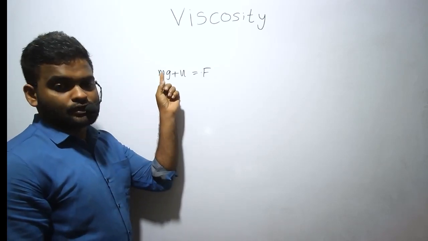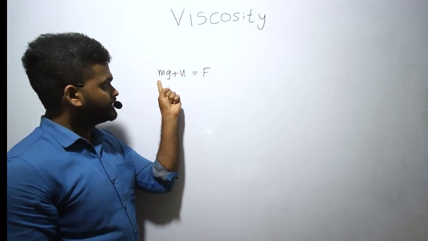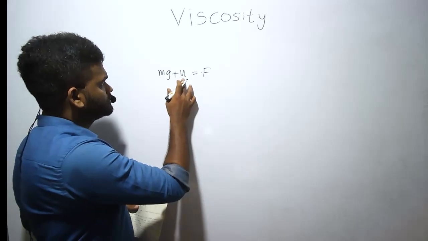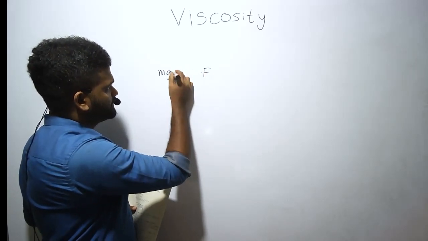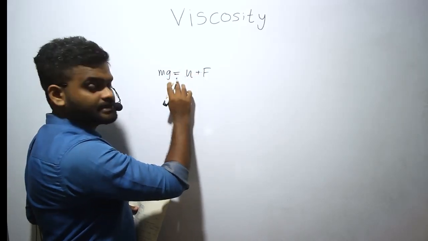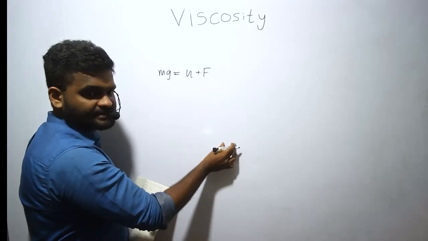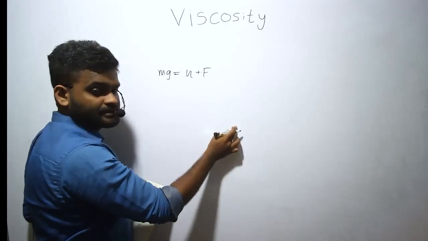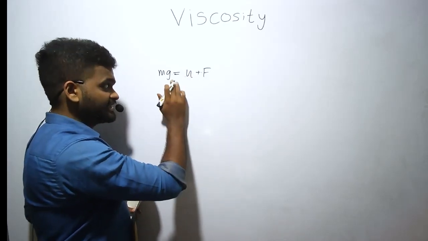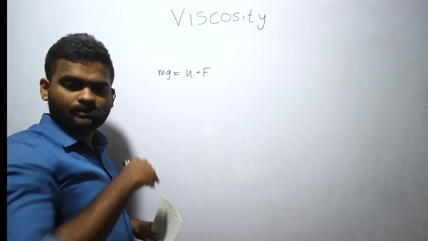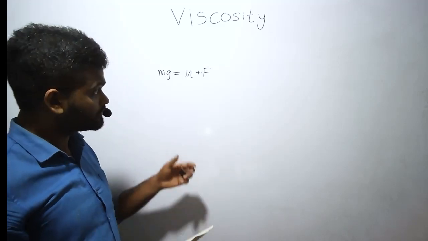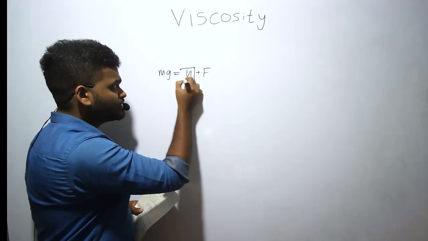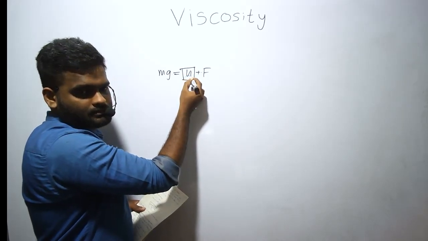Right. So at the terminal velocity, this is the equation, right? mg is equal to U plus F. Weight is balanced by U and F. U and F are upwards, weight is downwards, so the object is in equilibrium. It is moving at constant velocity. So what does this say? Upthrust does not change, right? It is a constant. Understood?